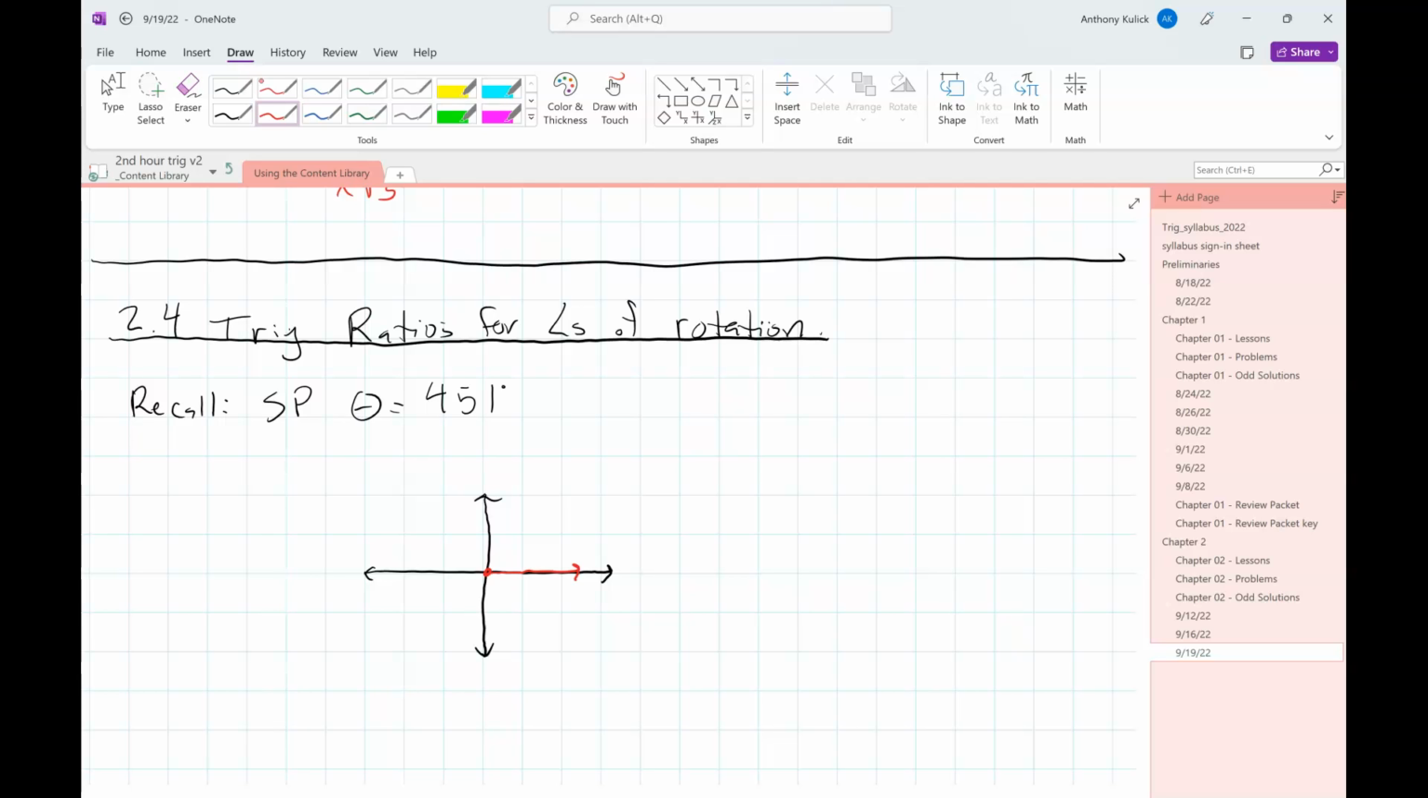And then to draw the other arm, we rotate starting at that initial side on the positive x-axis. Which way do we rotate? Counterclockwise, to our left, right? I should say to our left, correct. It's confusing if I say to your left, right? It's a dumb way to say it, Mr. Kulik.